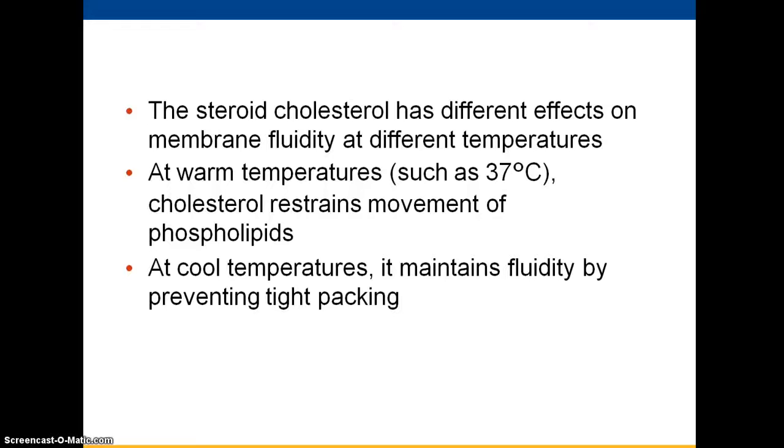Another factor influencing fluidity is the steroid cholesterol. This has different effects on membrane fluidity at different temperatures. So at warm temperatures, like human body temperature, 37 degrees Celsius, cholesterol can actually keep phospholipids from becoming too fluid. But cholesterol also hinders tight packing of phospholipids at cooler temperatures. In summary, cholesterol can act as a fluidity buffer, meaning it helps resist changes brought on by drastic temperature fluctuations.